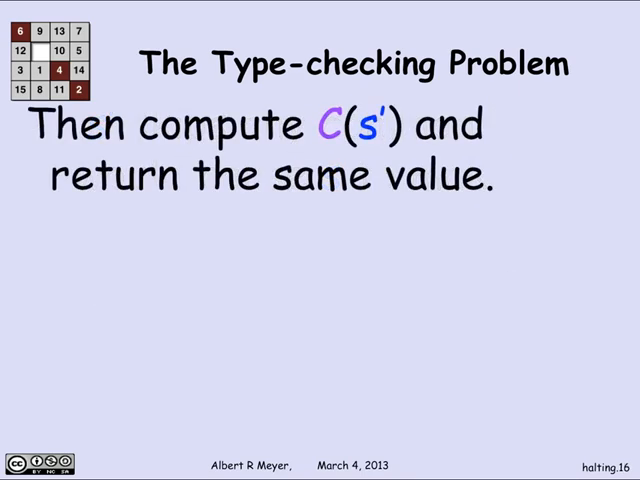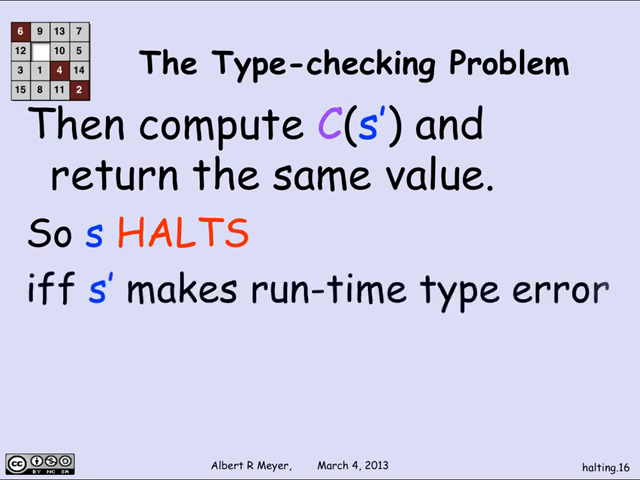Right? So let's think about what that means. Well, actually, let me just wrap up what the definition of H is. The way H works is, given input S, it constructs the program S prime and applies the type checker C to S prime and returns the same value that C does. So what we can figure out by these definitions is that S halts, the string S is a halting string, if and only if the string S prime makes a runtime type error.